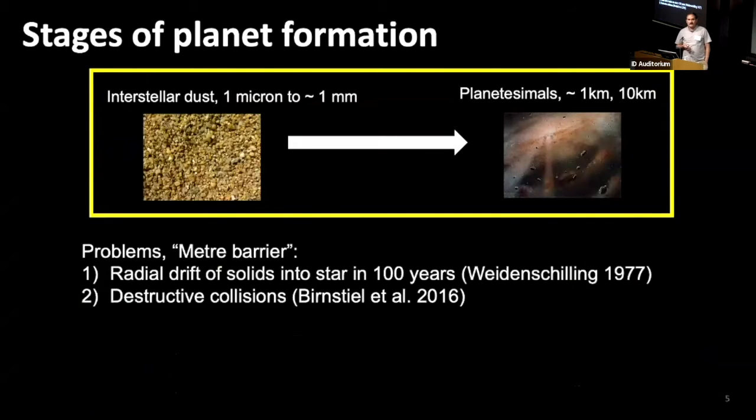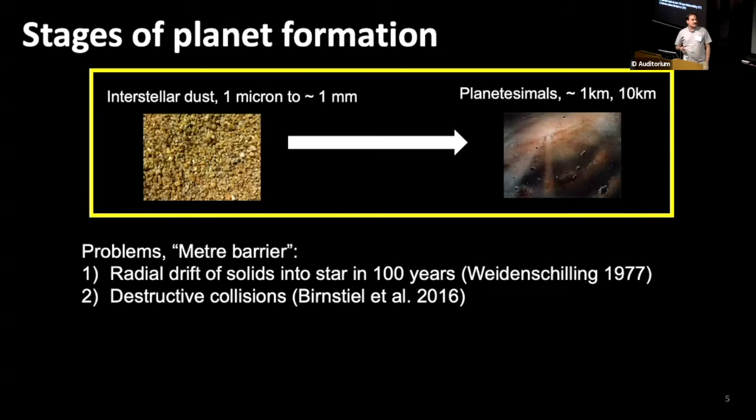Because there's a couple of well-constrained issues with this process. Once these objects grow to become about a meter in size, the headwind that they feel as they orbit in the gaseous part of the disk will rob them of angular momentum. And this effect is actually quite quick, like 100 years, which is quicker than any other time scale to do with this growth process.